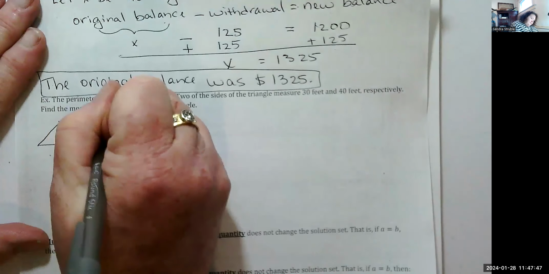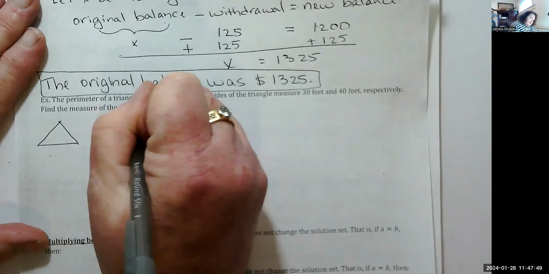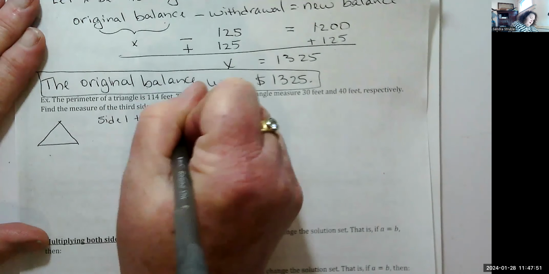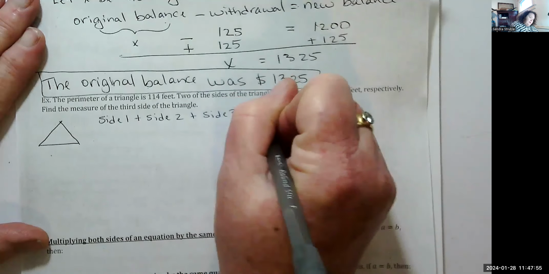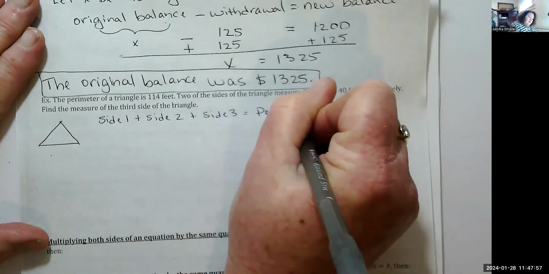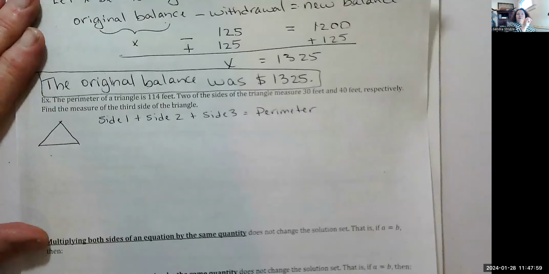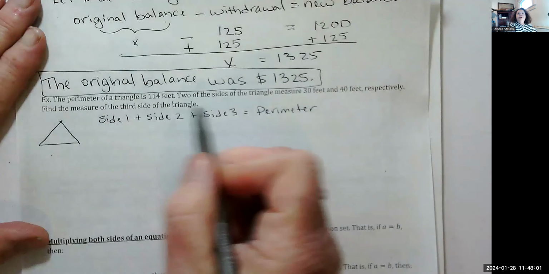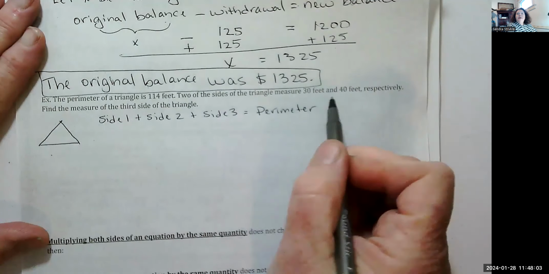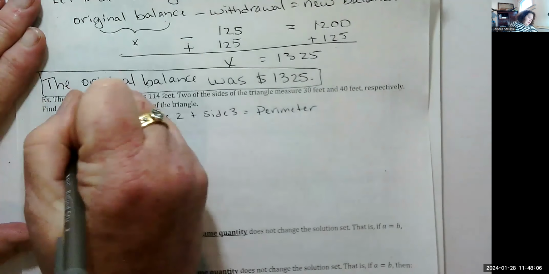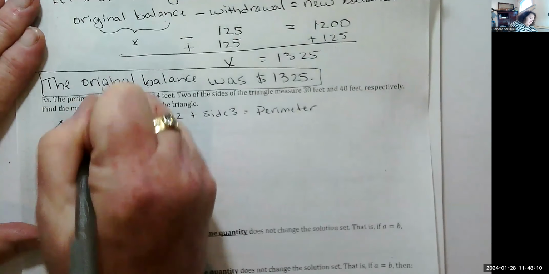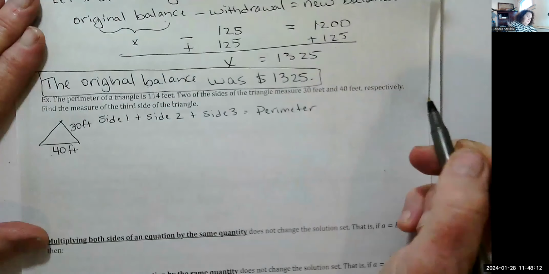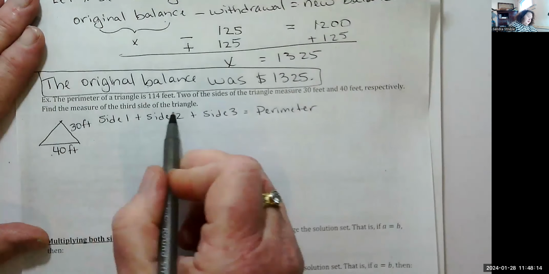Side 1 plus side 2 plus side 3 is going to equal the perimeter. Remember, it's adding up all the way around the shape. So two of the sides of the triangle measure 30 feet and 40 feet. So we'll say 30 and 40, and these are feet. Find the measure of the third side of the triangle.